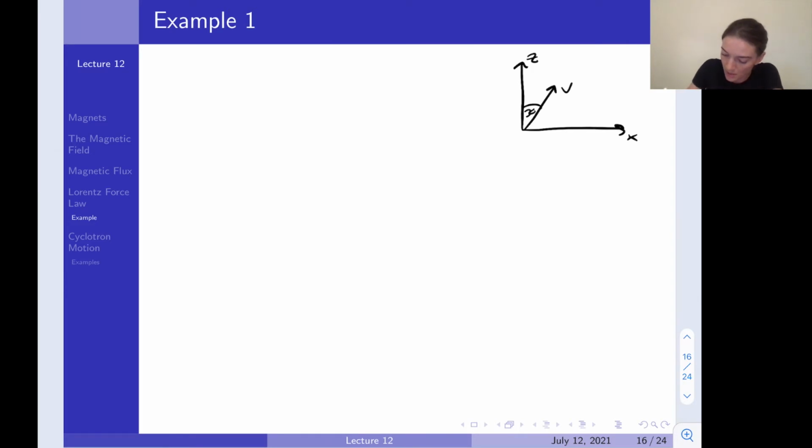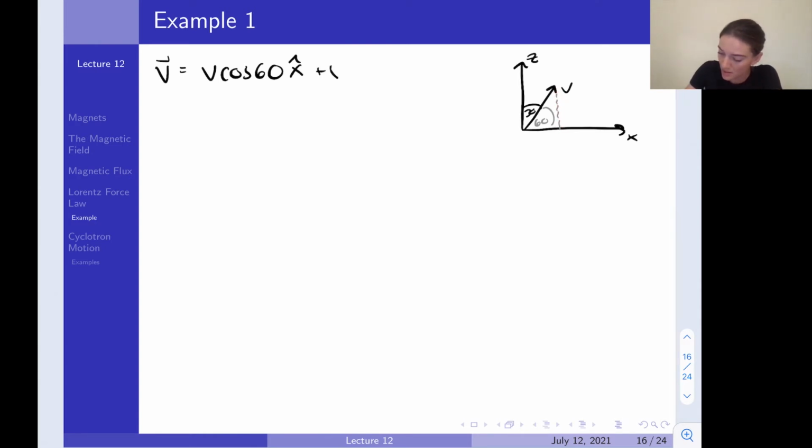So what we could do is write our velocity as a vector. Let's break it up into components. So that's 30, this is 60 over here. We could write our velocity as a positive v cosine 60 degrees, since we can just take the x component of this triangle here. Cosine of 60, and then it has no component in the y direction, and then it has just a component in the z direction, which would be the sine of 60 here.